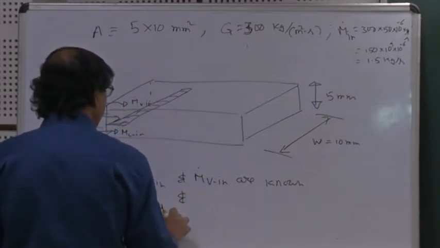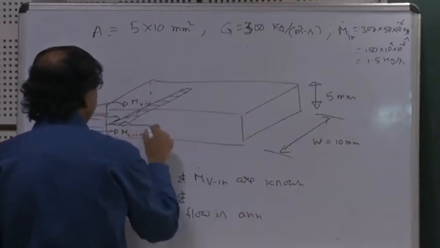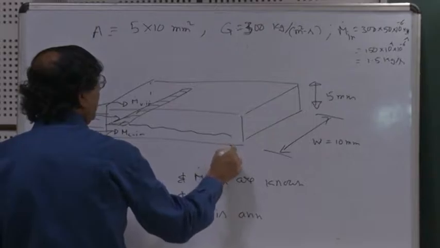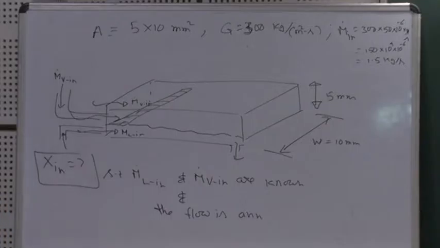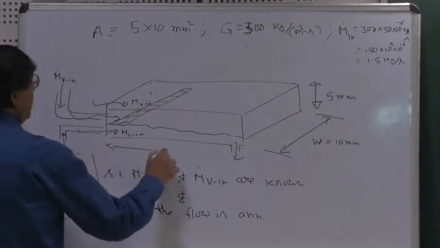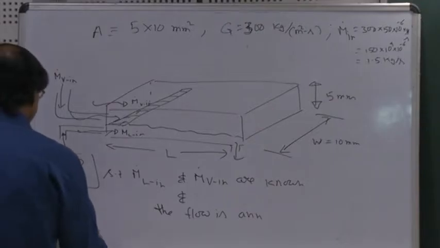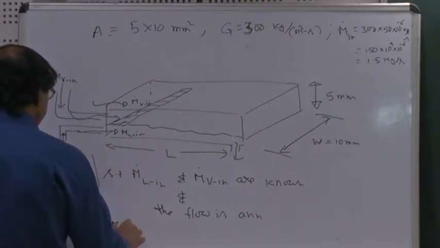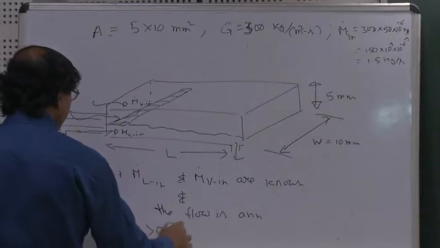And the flow is annular. So my liquid film looks like this, and I have a situation where some liquid is still draining out. It's not all dried out. That's another requirement. And I need to know the length is equal to what. So we have some such that m dot L out is still not 0. It's greater than 0.